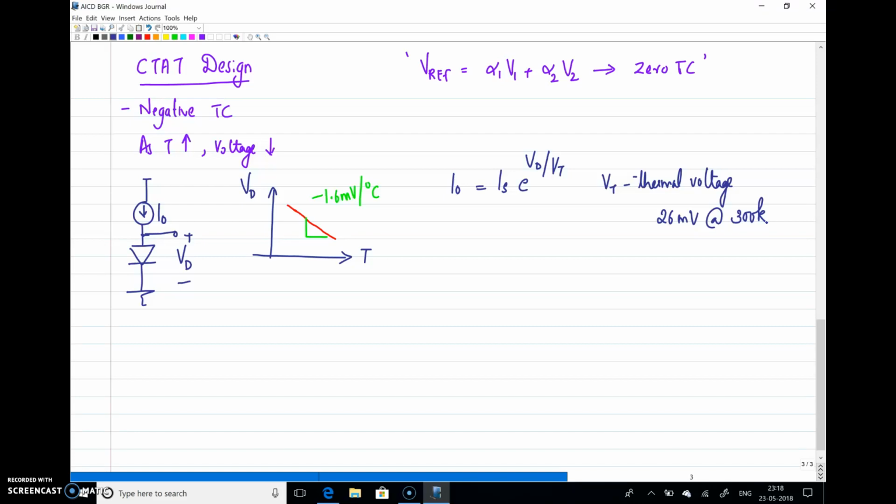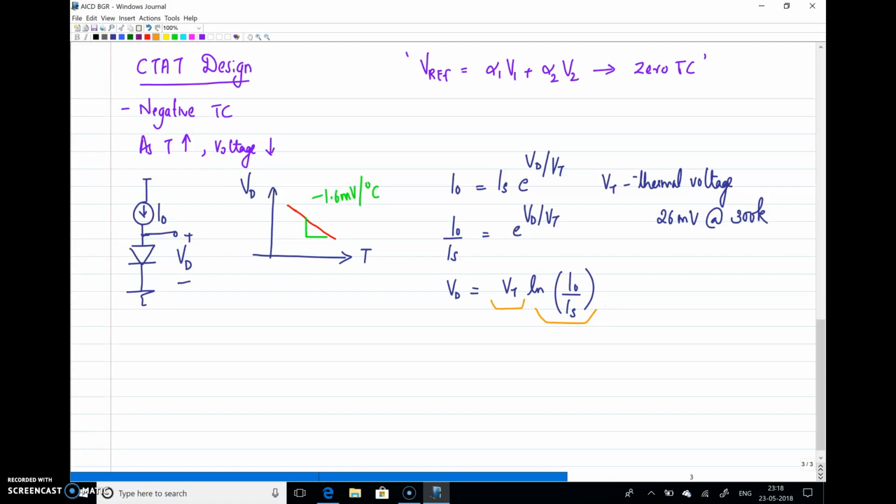Now we are interested to know how this Vd responds. From the diode current equation, I can write I0 by Is as e to the power of Vd by Vt, or I can write Vd as Vt ln I0 by Is. So this is the equation for Vd. Vd is the diode voltage, which is given as Vt ln I0 by Is. When I directly look at this expression, you can see two quantities here. One is Vt, the second is ln I0 by Is.